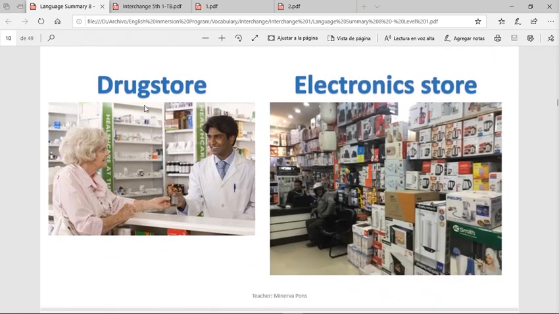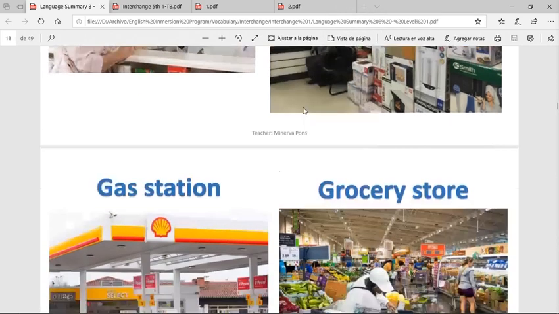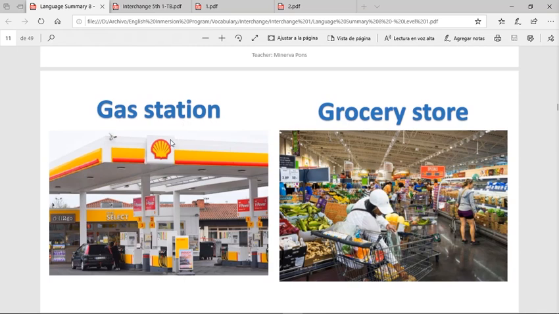A drugstore, the place where you can buy your medicine, basically. Electronic store, a store for electronics. Yeah, English works like that. A gas station. This is the place where you can put gas in your car, basically, to fill up the tank.